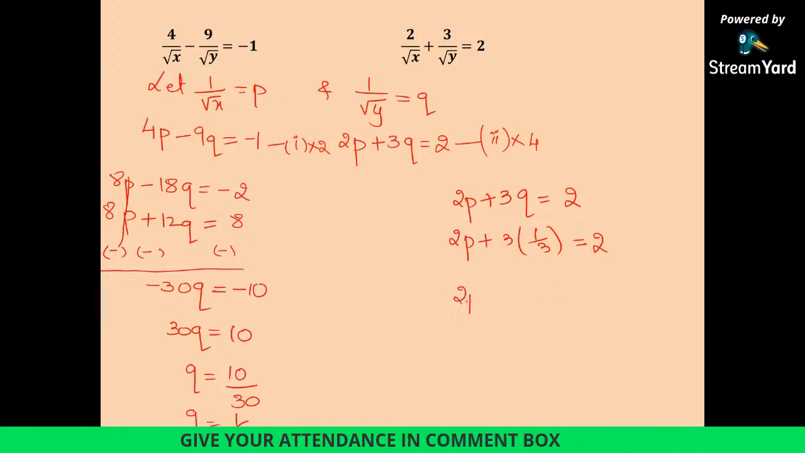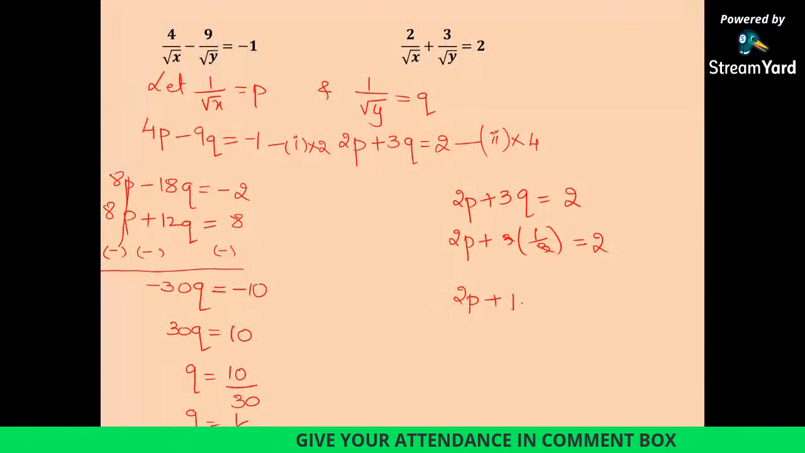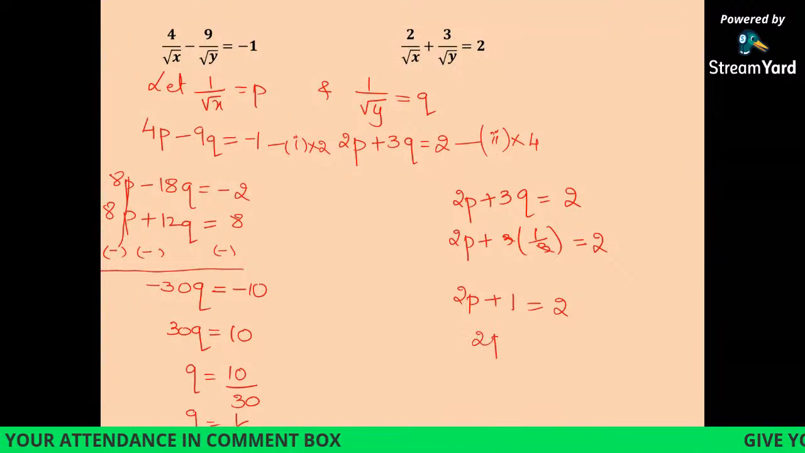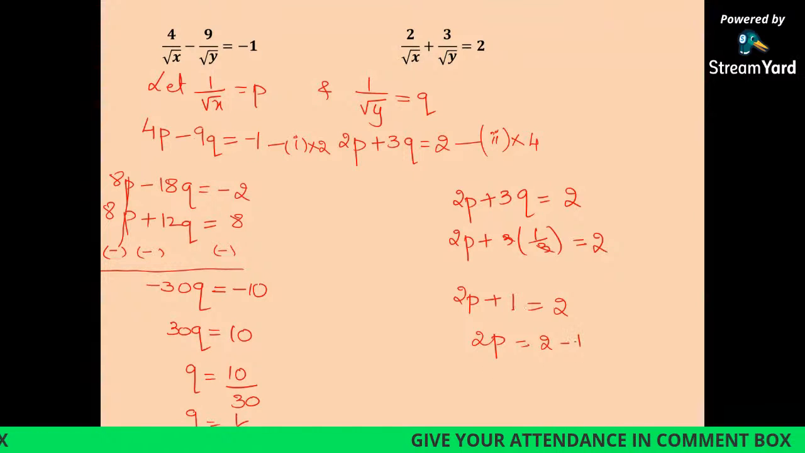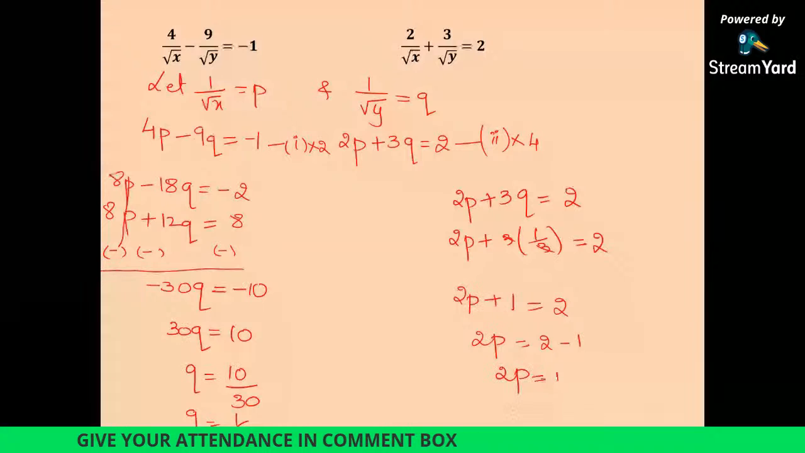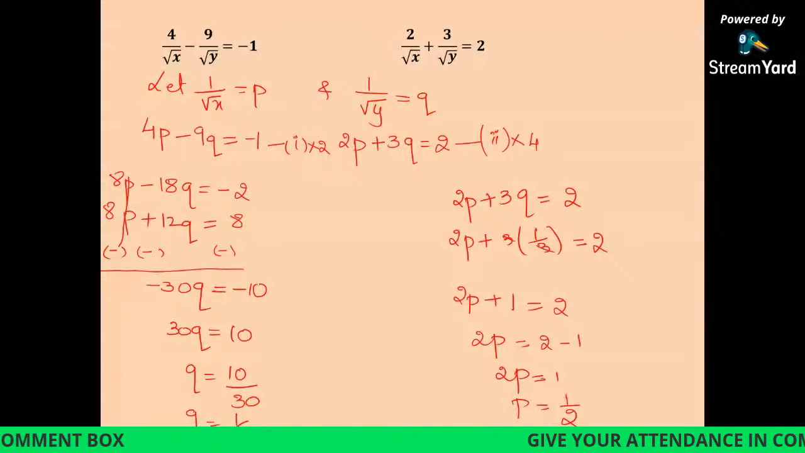Then 2p plus, see here, 3 ones are 1. I have selected this equation because it is very much easier for us to do the further calculation. See here, 2p is equal to 2 minus 1. If you transpose 1 to the other side, you are going to get minus 1. Then 2p is equal to 1 and p is equal to 1 by 2.